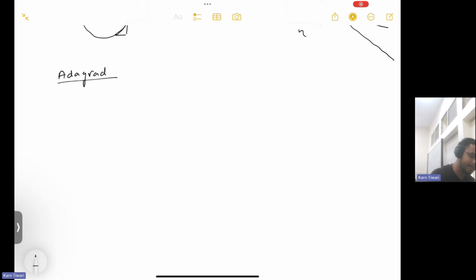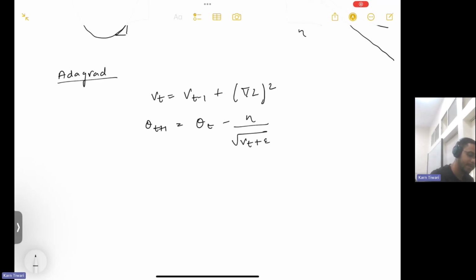In AdaGrad, it was something like this: V_t is equal to V_{t-1} plus some term, del L squared. So del L squared is the gradient. We purposefully took a square because we want to make it non-negative. That's the thing. So theta_{t+1} is equal to theta_t minus eta divided by the square root of V_t plus epsilon, times del L.